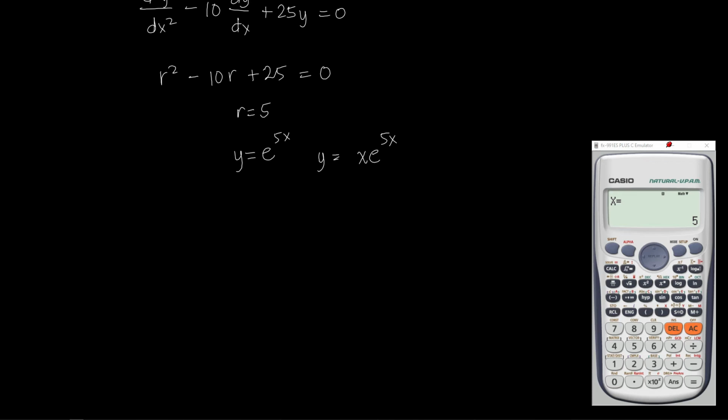Unsay first derivative ani? Product rule no. First derivative ani. So x times 5 e raised to the power 5x plus kani times derivative ani, tama? So we have y prime is equals to 5x e raised to the power 5x plus e raised to the power 5x. Now, unsa ang second derivative?